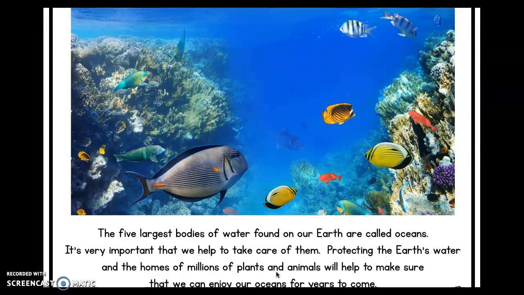The 5 largest bodies of water found on our Earth are called oceans. It's very important that we help to take care of our oceans. Protecting the Earth's water and the homes of millions of plants and animals will make sure that we can enjoy our oceans for years to come. Don't forget that oceans help us to have air to breathe because there are little plants that live in the ocean that give off oxygen. And there are so many plants and animals that rely on the ocean. So it's really important that we keep them clean by making sure that we recycle, that we don't litter, and that we take care of these plants and animals.